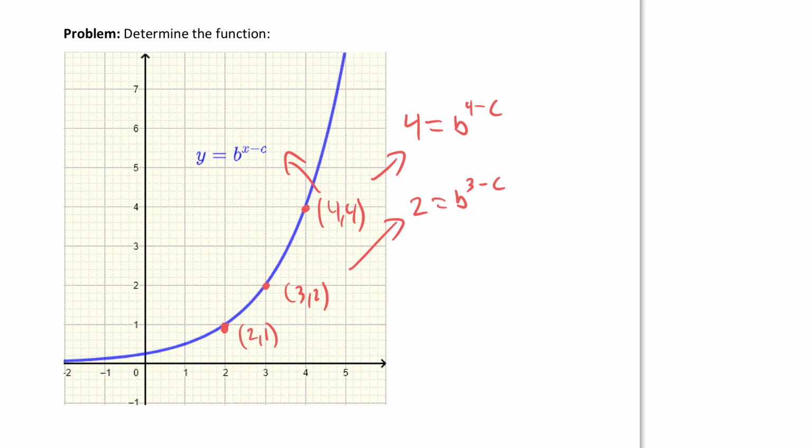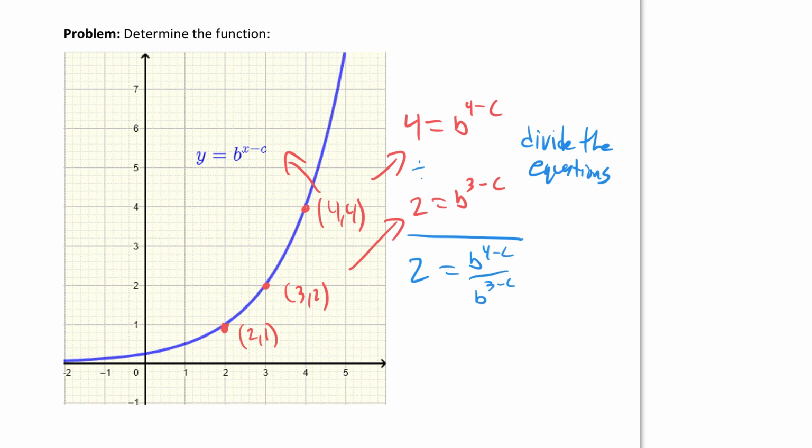But what you can do is you can take these two equations and you can divide the equations. You might not have seen this before. It's a nifty little trick. Normally we add or subtract equations, but you can actually divide equations. Let's go ahead and see what we get. If we take 4 divided by 2, that's going to give us 2. If we take b to the 4 minus c divided by b to the 3 minus c, well, let's write that out. b to the 4 minus c, b to the 3 minus c.